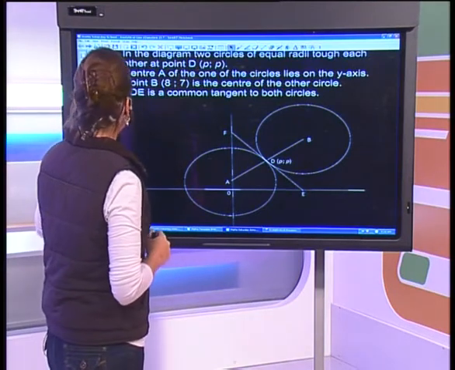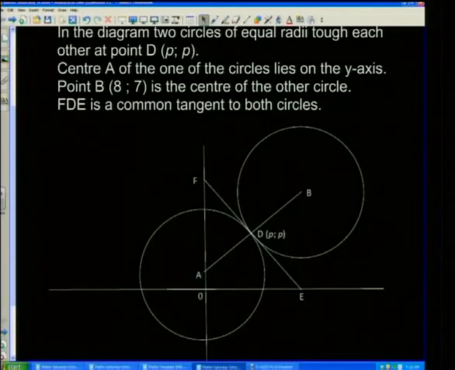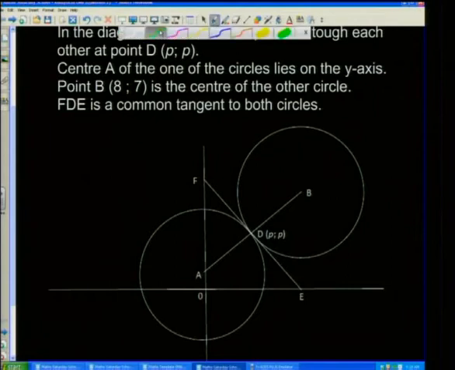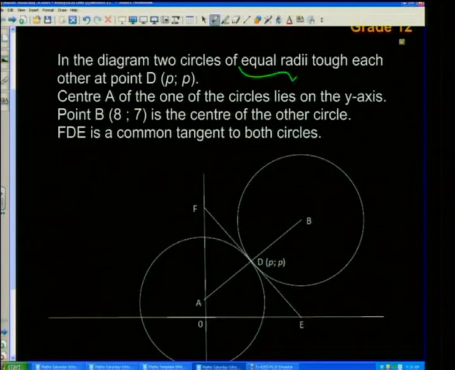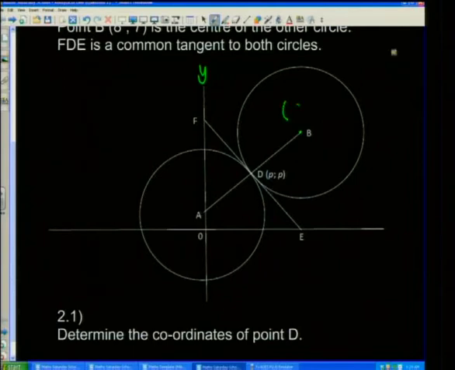Right, the first thing that they've told us is that in the diagram we've got 2 circles of equal radii. Obviously that's important, so let's just take note of that. We've got equal radii. Through each point, point D is the coordinates P and P. The center of the bottom circle is going to be at A, and that lies on the y-axis. This is my y-axis over here. And point B lies on the center of the other circle, which is 8 and 7. So let's give ourselves that point over here. Right, 8 and 7.